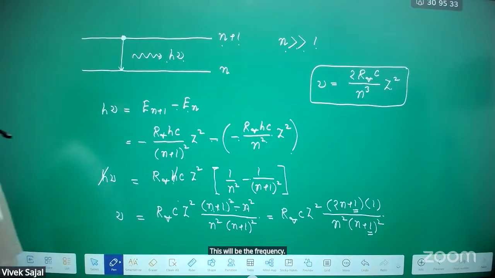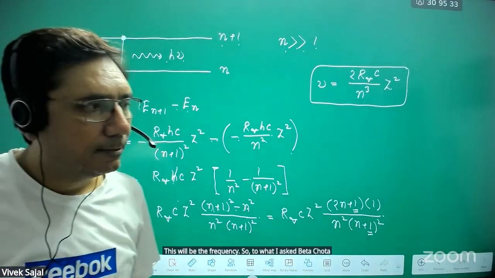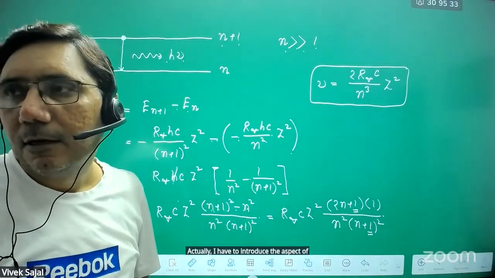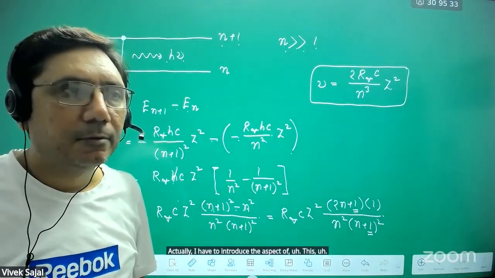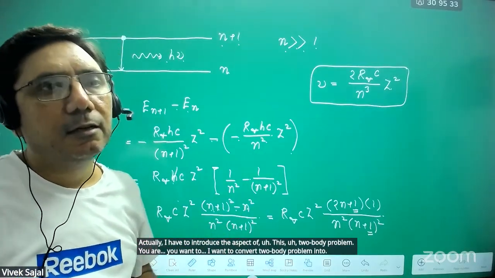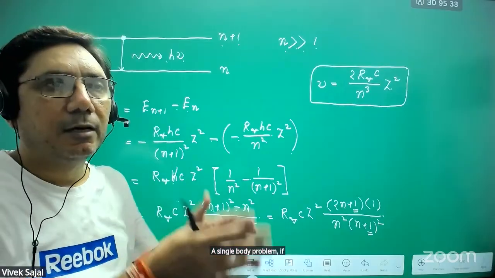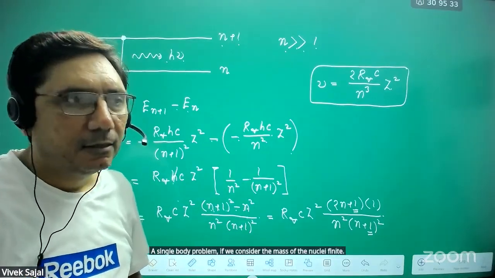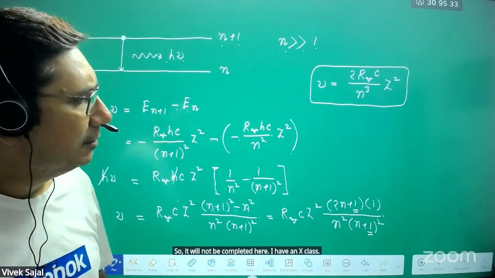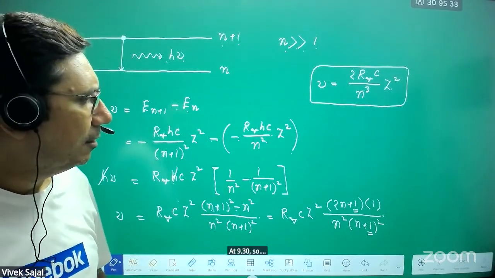So बेटा, आज छोटा ही क्लास लेते हैं. Actually, I have to introduce the aspect of this two body problem. I want to convert the two body problem into a single body problem if we consider the mass of the nuclei finite. So it will not be completed here. I have a next class at 9:30, so I'm stopping here today.